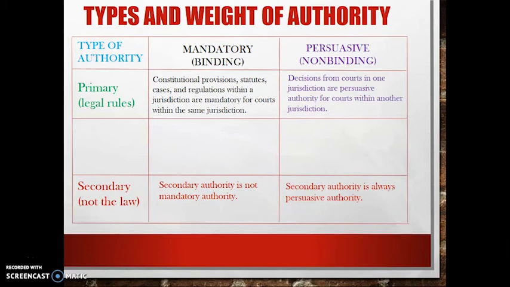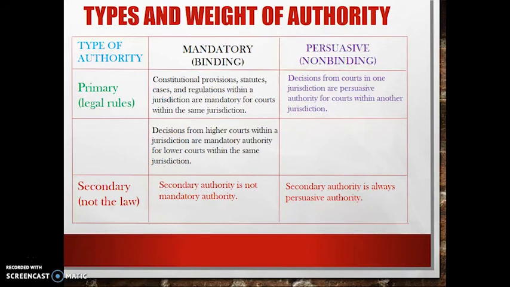Another thing to keep in mind is the tier system or hierarchy that exists in the court system. Decisions from higher courts within the same jurisdiction are binding authority for lower courts within that same jurisdiction. Let me give you an example. Decisions from the Florida Supreme Court are binding on the Florida Courts of Appeals and the Florida trial courts.